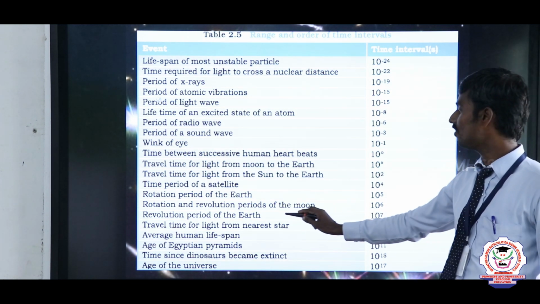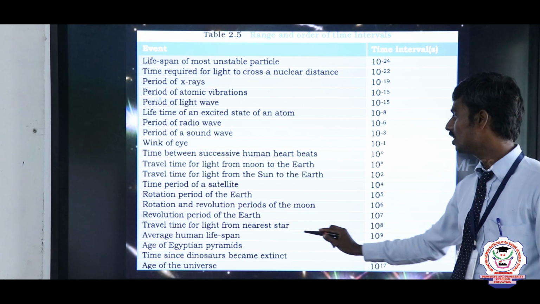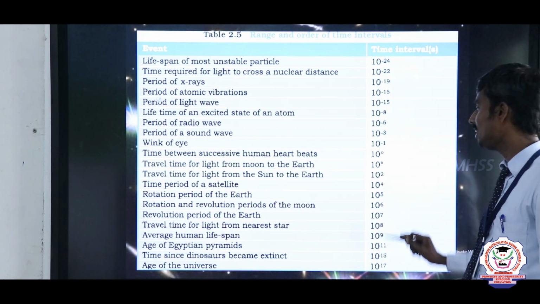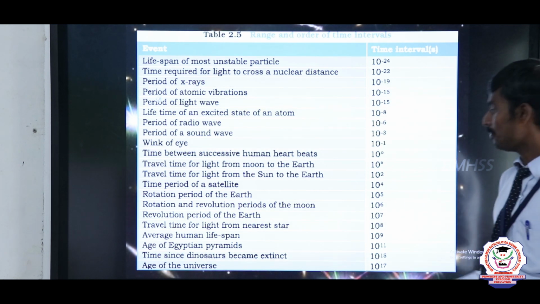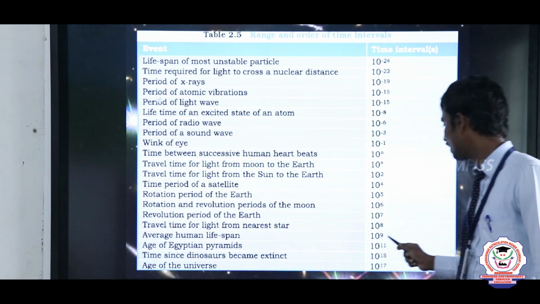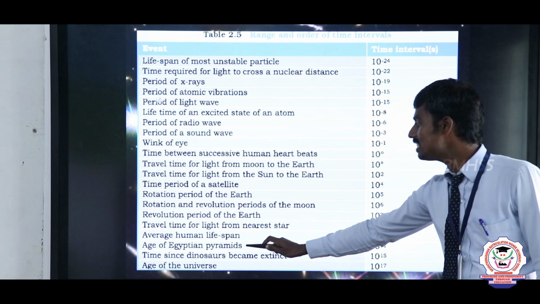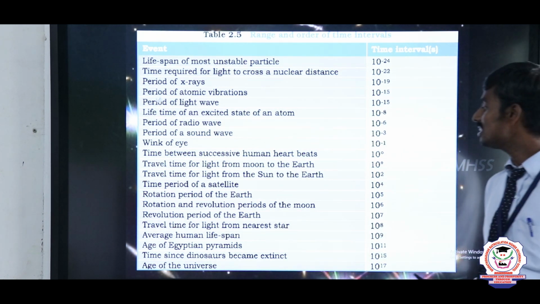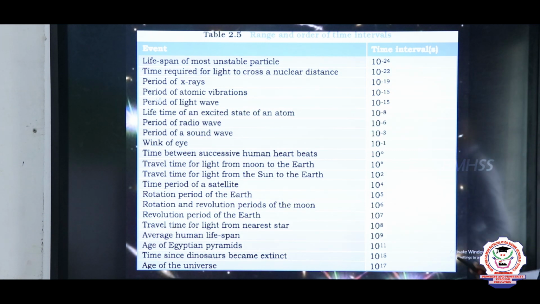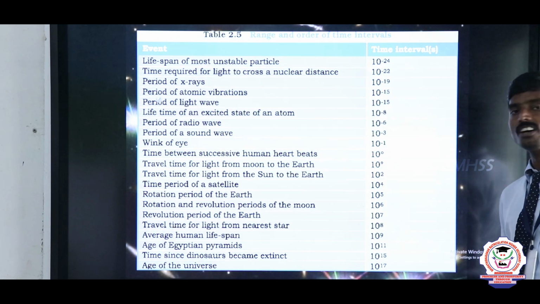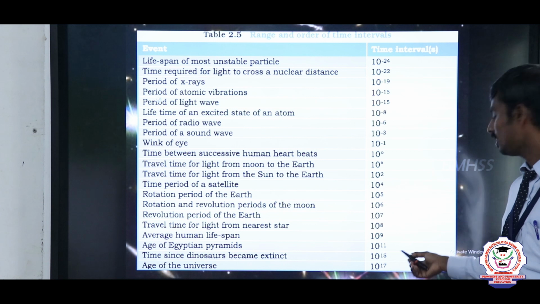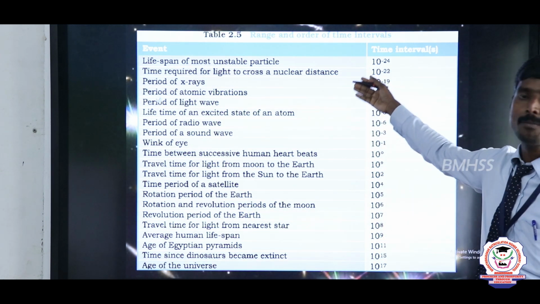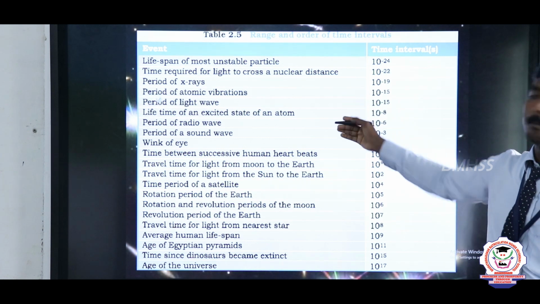The revolution period of the earth is 10^7 seconds. Travel time for light from the nearest star is 10^8 seconds. Average human lifespan is 10^9 seconds. Age of the Egyptian pyramids 10^11 seconds. Time since dinosaurs became extinct 10^15 seconds. Age of our universe is 10^17 seconds. So this is the range of the time interval, microscopic level and macroscopic level.